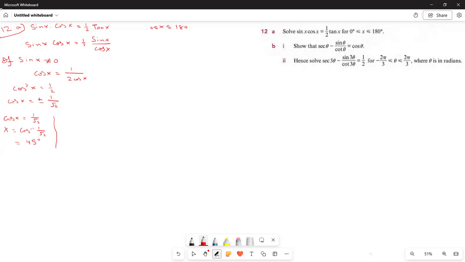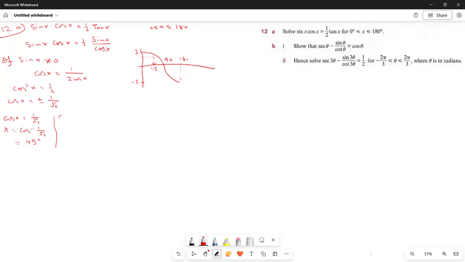If you remember, the graph for cos x is something like this. This is the y-axis, x-axis, and cos x goes like this. This is 180, here's 90, and it is 1 and minus 1. So 1 over root 2 is 0.707, so almost over here. You can see that it gives me an angle of 45 degrees, and this is the only angle in the range of 0 to 180. So this is one answer.